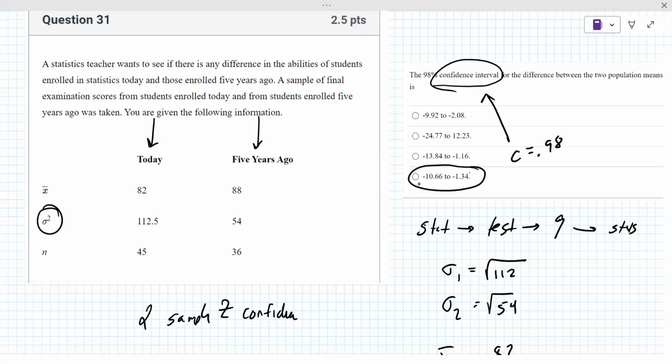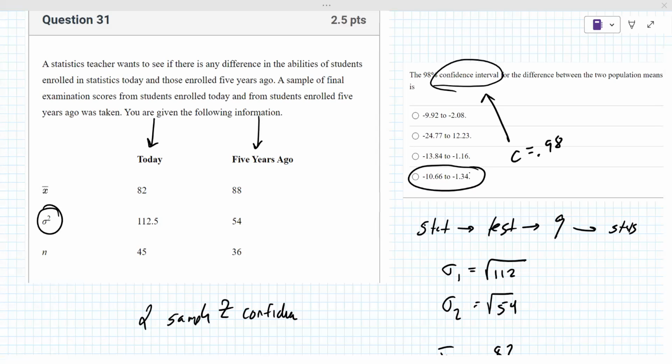Yeah, it's close enough for me. It's not like there's another answer that's 10.65 and minus 1.35. It should be that close. That should be your only "wow, I can't believe they didn't round it right." That's the only kind of discrepancy you might see when you're doing this.